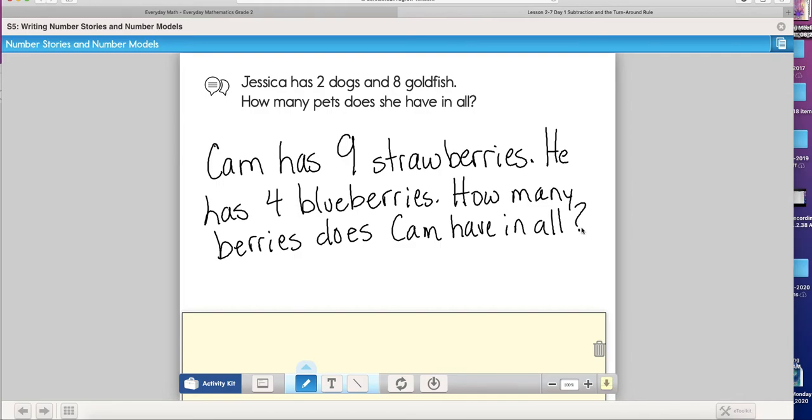Yep. Okay, so towards the bottom or middle of your page, I want you to write a number model that could match this number story. Write a number model that could match that number story. Cam has 9 strawberries. He has 4 blueberries. How many berries does Cam have in all? Write down a number model that could match that number story. Number model is just a fancy way of saying math problem.